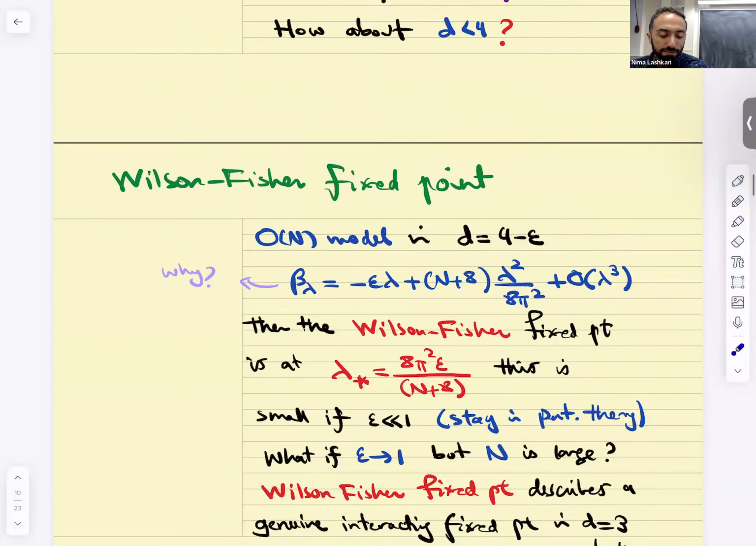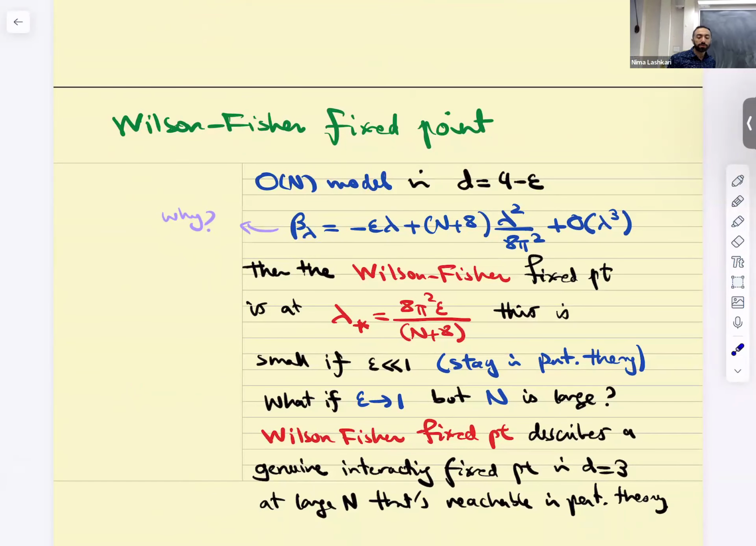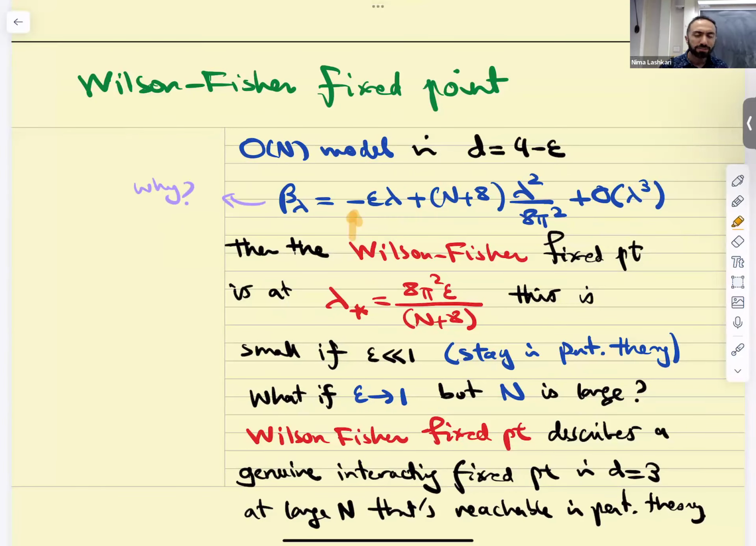So how about D less than 4 dimensions? We discussed the Wilson-Fisher fixed point. This is in D minus epsilon dimensions, right? And here's the beta function you find. This is the answer in 4 dimensions, and this is the contribution minus. I want to point out that notice that minus, well, actually, I'm not going to comment on this today. Okay, but for your interest, epsilon is positive, 4 minus epsilon, but the coefficient of the epsilon term is negative.